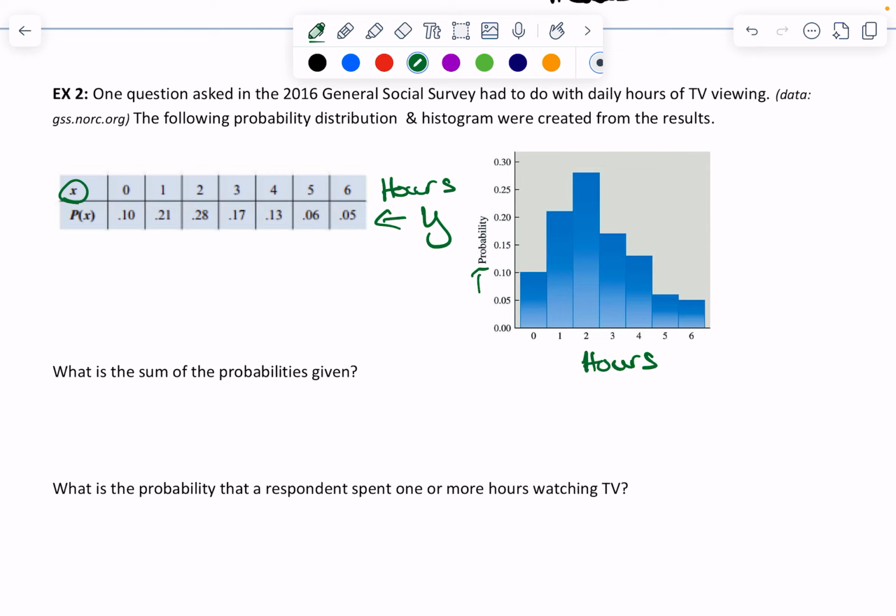Okay, now we know that it's a probability distribution because all of these are between 0 and 1. Next, we're going to see what is the sum of the probabilities given. So we're just going to add all the probabilities here.